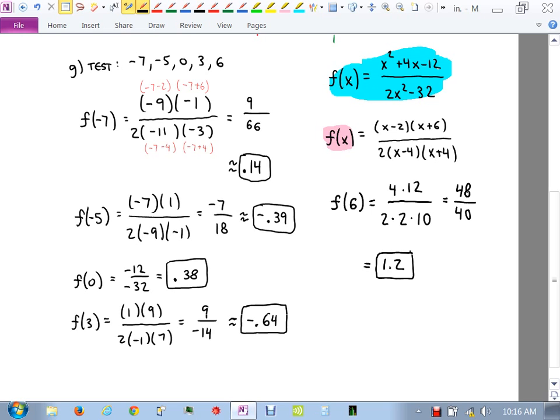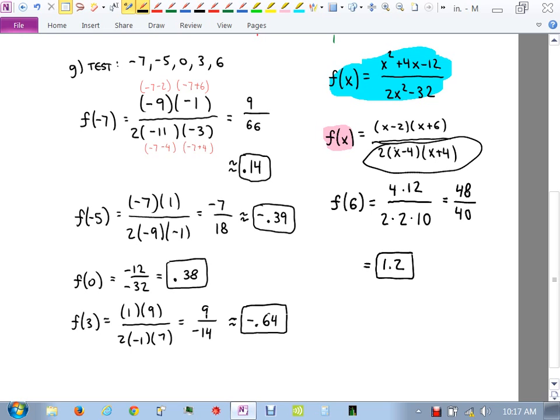Setting denominator equal to 0. So we took 2x squared minus 36, which had been factored, and it was 2 times x plus 4 times x minus 4 right here, this bottom part. Setting each of those to 0, yeah. That's how you get your x-intercepts. You set the top to 0.